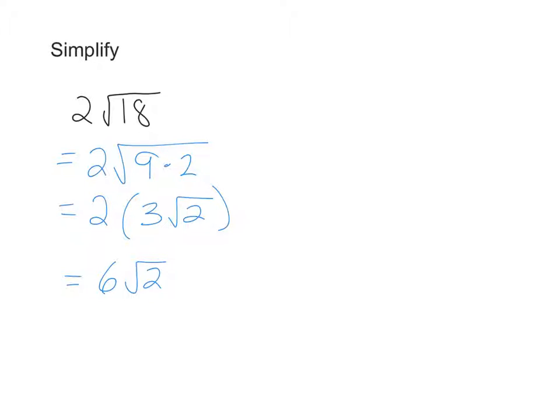Why did you put brackets in? I just put the brackets around the 3 root 2 so it didn't look like 23 root 2. So just to kind of separate the 2 and the 3.